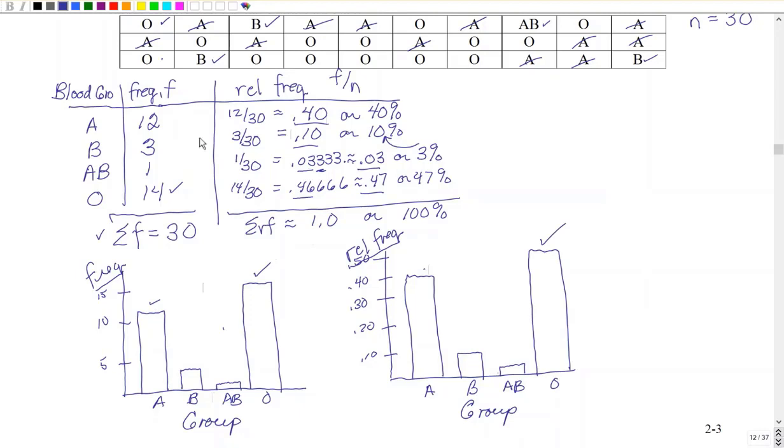You organize it in a table, either with frequencies or relative frequencies. The key here is make sure you label these columns, because if a table's not labeled, nobody knows what you're talking about. Matching graph here, bar chart, make sure you label the axes, label the scale.